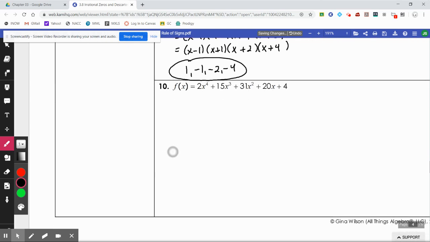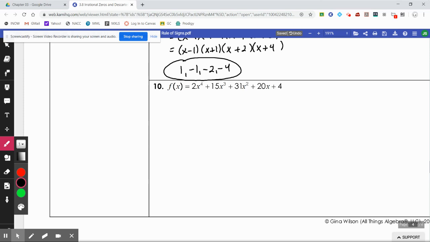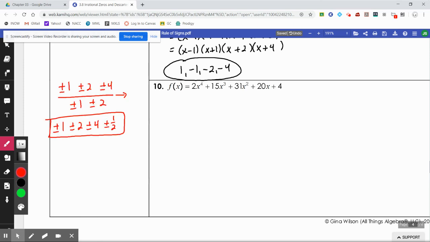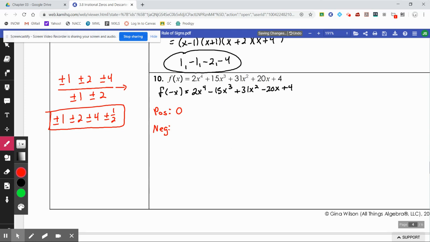Number 10. Again, let's start out by listing all of our possible rational roots. I'll do this over to the side. So here's my list of possible rational roots. Now let's find f of -x, and let's compare it, sign changes to figure out how many positive solutions and how many negative solutions I'm going to have. So there we see f of x and f of -x. Let's look for sign changes. There are none, so there are no positive sign changes. So therefore, there are no positive roots.